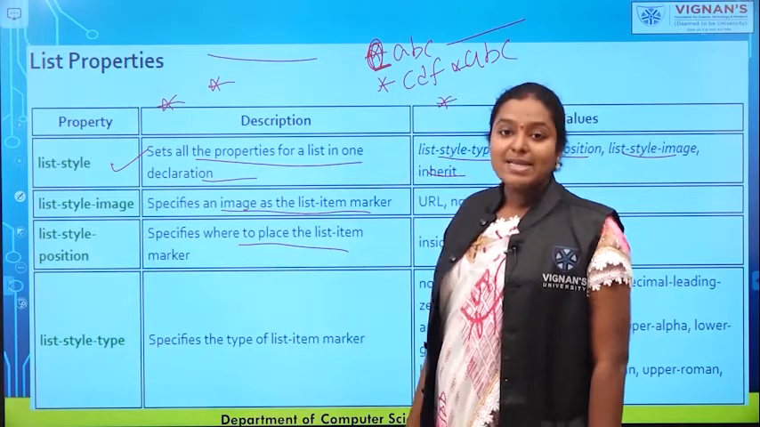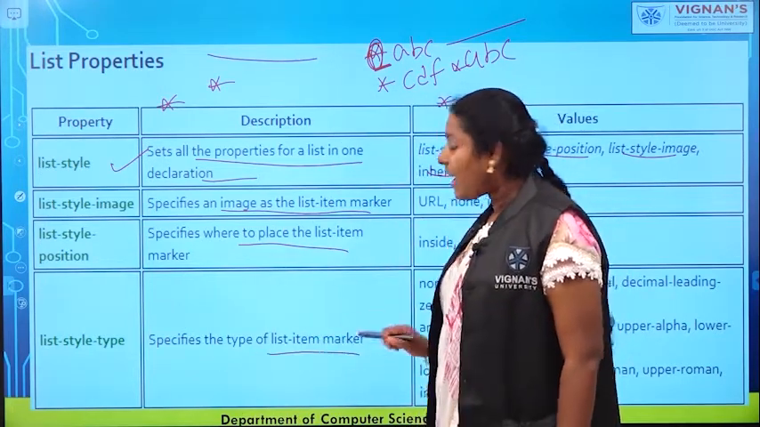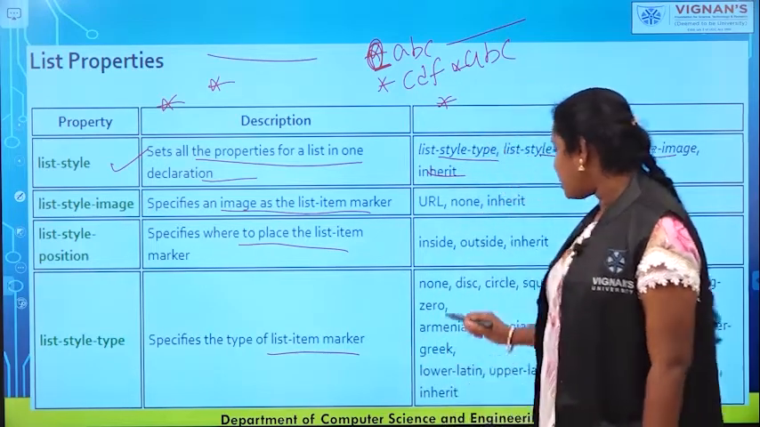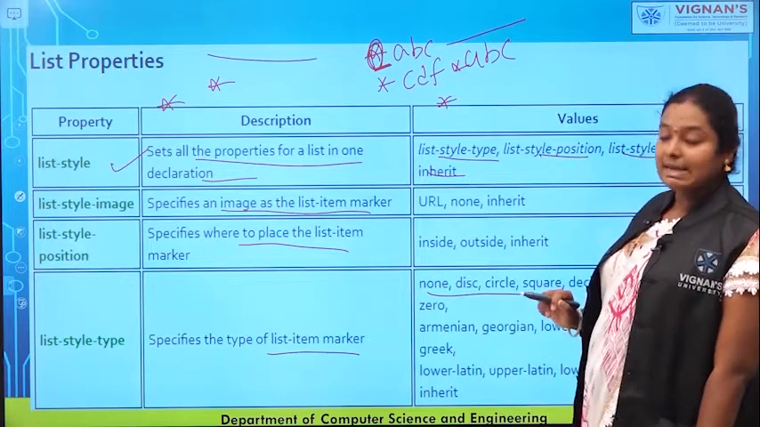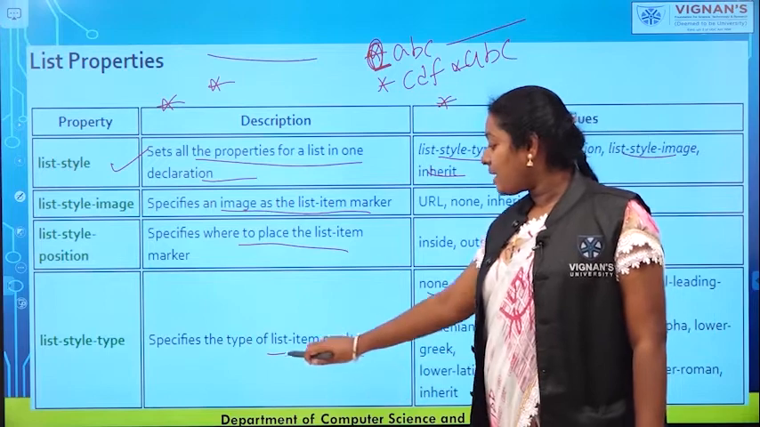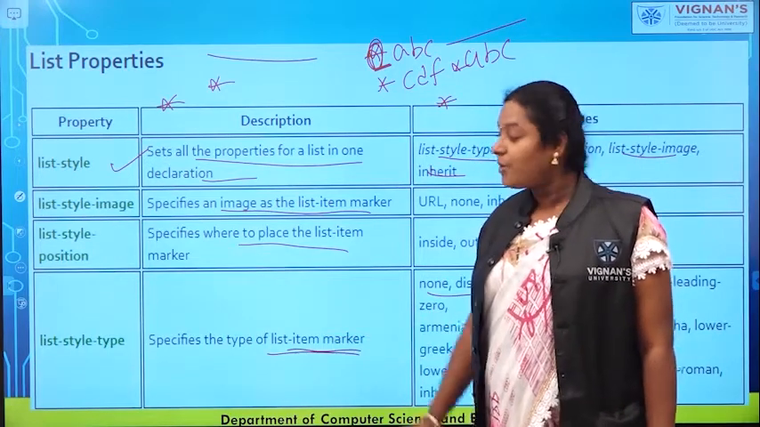Next one is list-style-type. This is the type of item marker you have to apply for the list of items, whether it may be none, disc, circle, square or decimal numbers. Like that, you can apply different list item markers with the help of list-style-type.